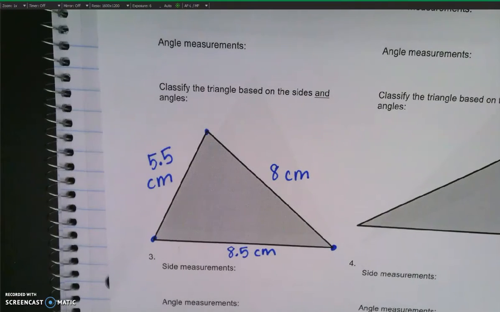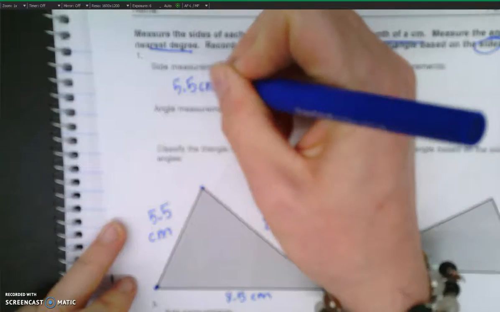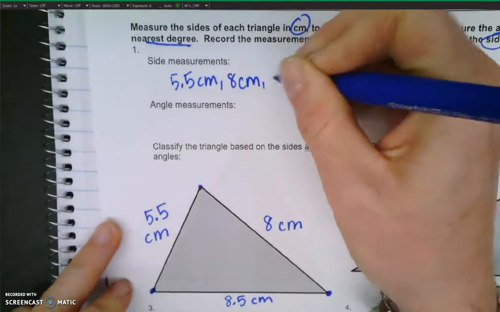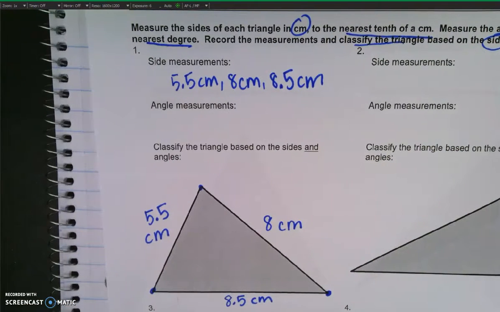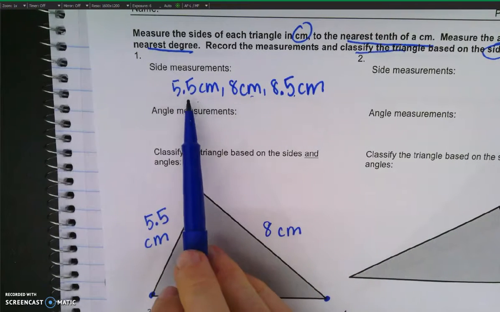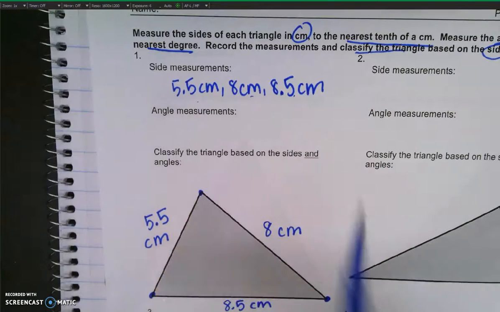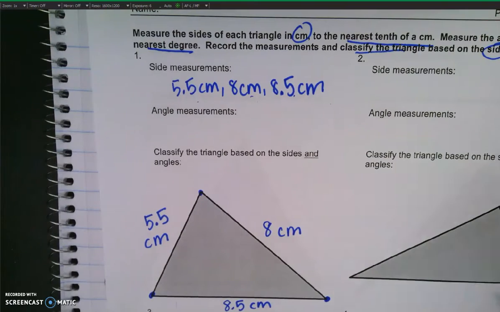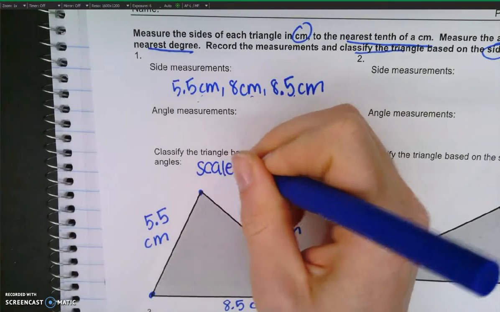Okay, so taking a look at this, based on my side measurements, which are 5.5 centimeters, 8 centimeters, and 8.5 centimeters, this is going to be what type of triangle? Are they all the same, equilateral? Is one of them different and two of them the same, isosceles? Or are all three different, so it would be scalene? Well, it looks like all three are different, so this is definitely going to be a scalene triangle.